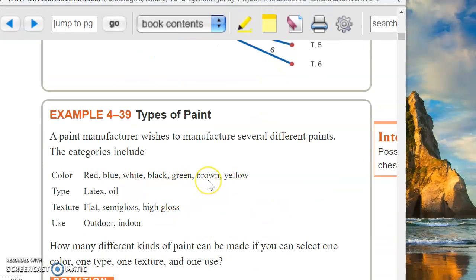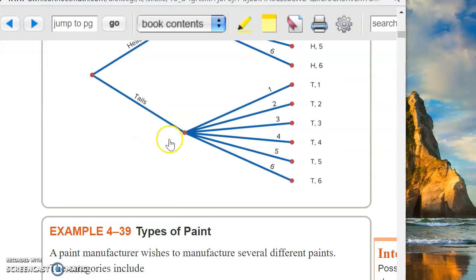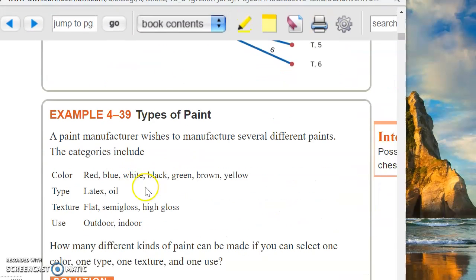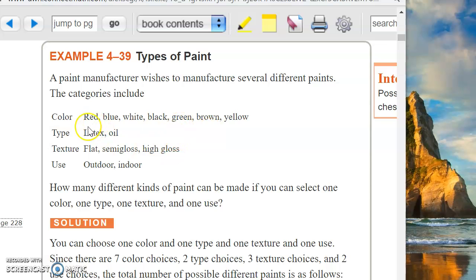How about the paints here? Let's talk about paints. Using this language here, there's K1, K2, K3, however many there are. There's a certain number of events, and each event has K1 or K2 or K3 possibilities. So here we go. We're picking the paint. We're going to manufacture the paint. For the color, that is the first event. There's 1, 2, 3, 4, 5, 6, 7. So there's 7 possibilities for that first event of picking the color.